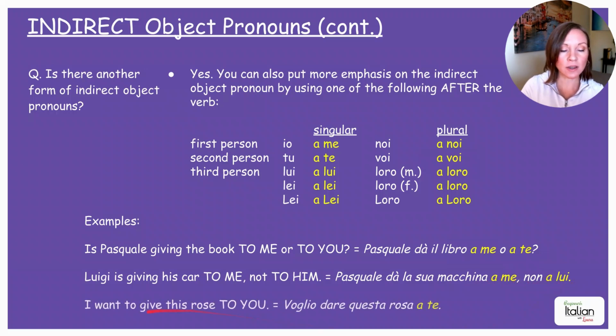And finally, I want to give this rose to you. Voglio dare questa rosa a te. So not to anybody else, to you. So that's why we used a te instead of ti. Okay. So instead of saying ti voglio dare questa rosa, we'd say voglio dare questa rosa a te. Okay, see the difference? So we're just putting more emphasis on the indirect object pronoun. And this is only for indirect object pronouns, okay, not for direct object pronouns, just to clarify.